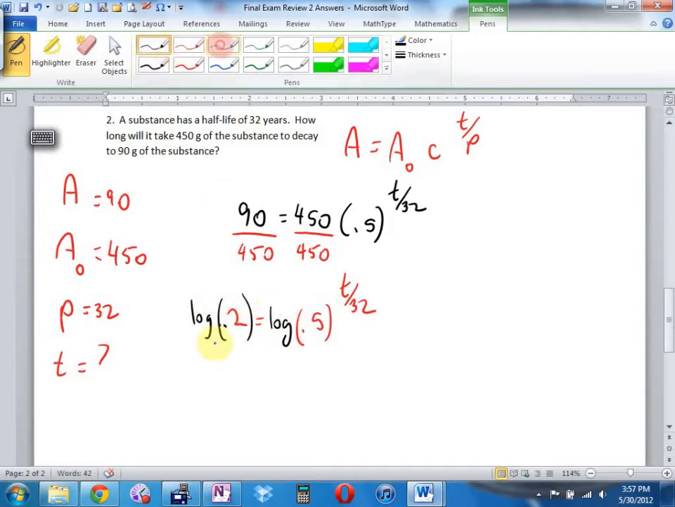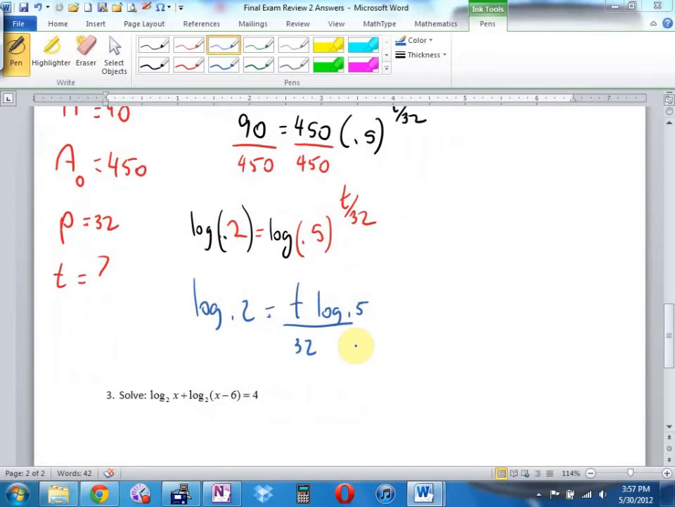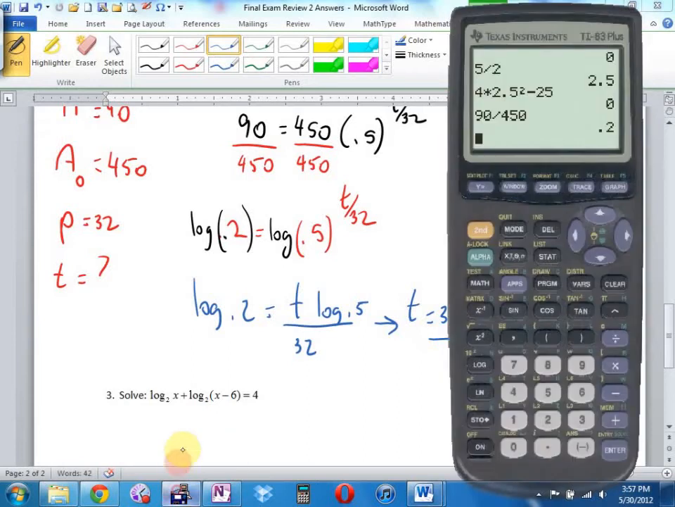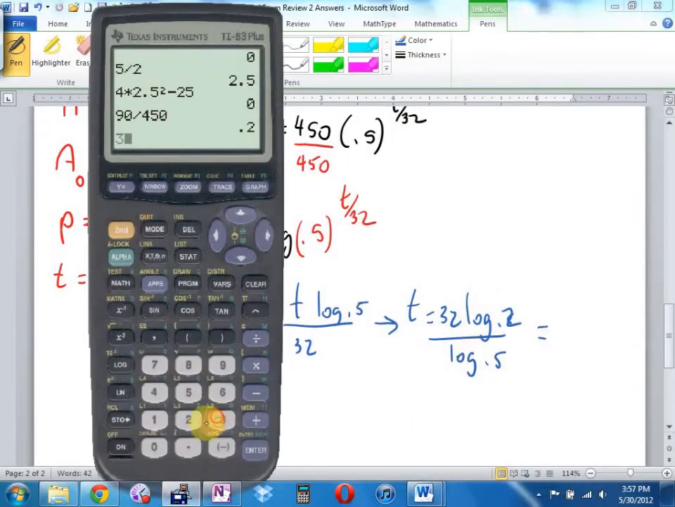And when I do that, I'll get log 0.2 equals, the exponent moves to the front, and I'm going to draw a proper fraction, not a half-sized fraction that's going to confuse me, because now I can clearly see what's on the top, what's on the bottom. To get the t by itself, times by 32, divide by the log of 0.5. T is going to be 32 log of 0.2 divided by the log of 0.5, which is, drumroll please, I don't know, 32 log of 0.2 divided by log of 0.5.